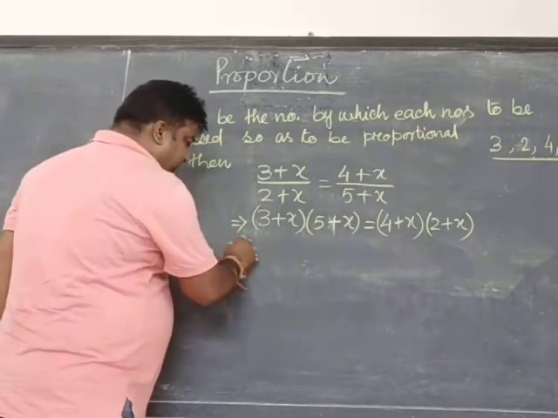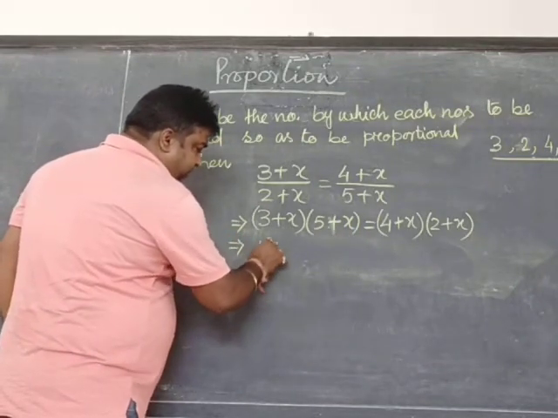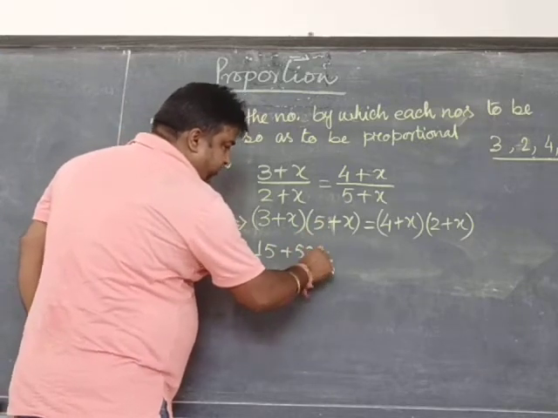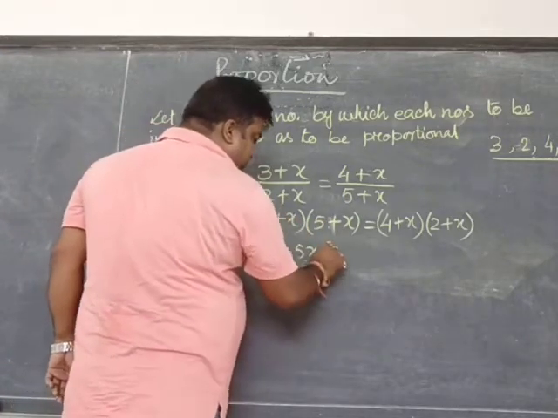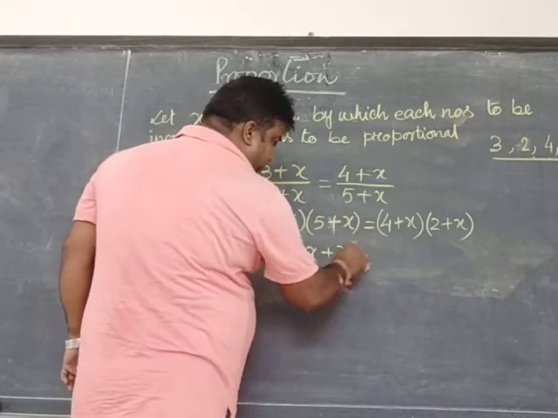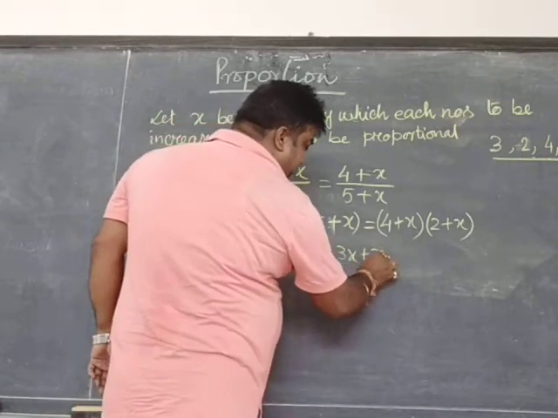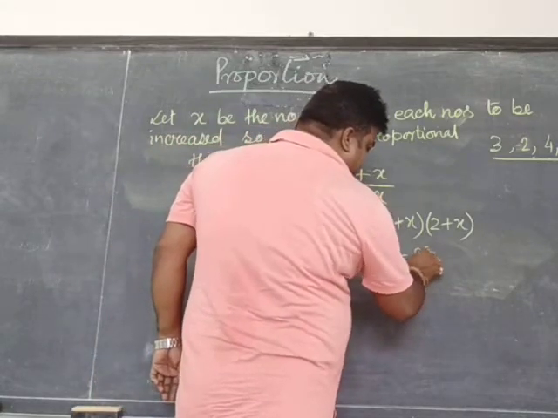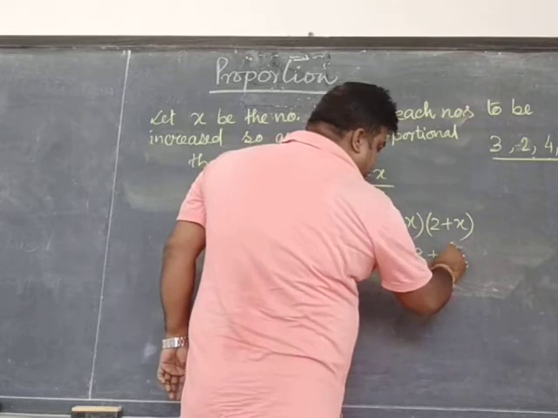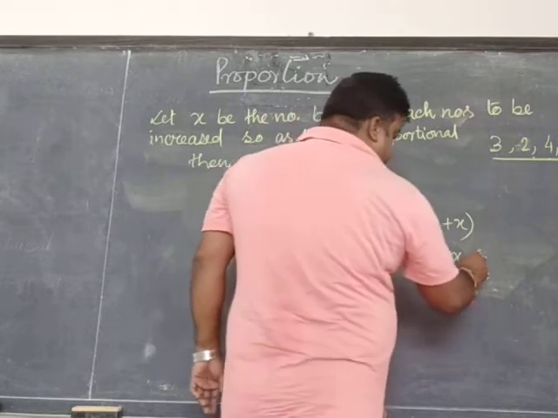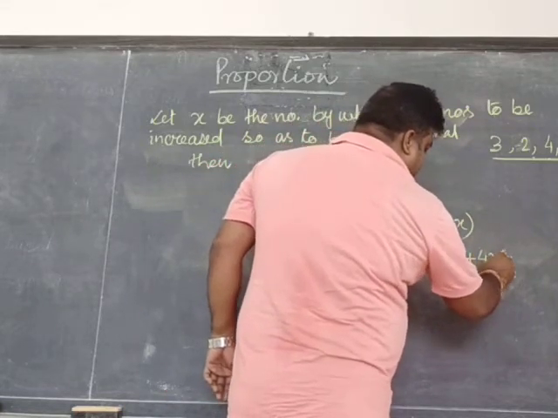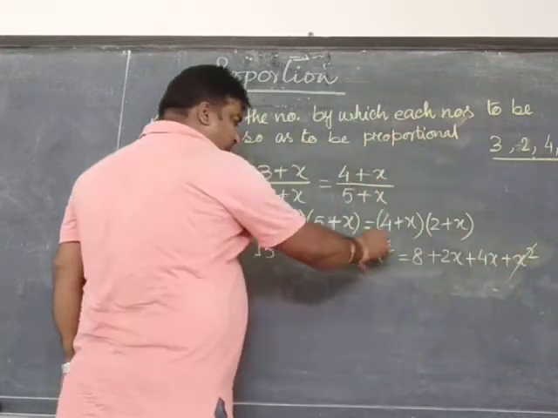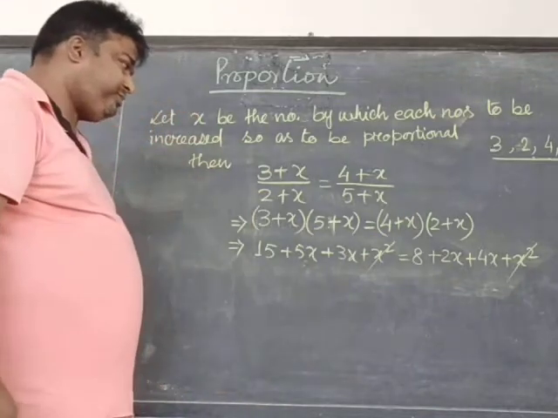So now multiply. 10 plus 5x, then 2x, plus x squared. This side goes to 12 plus 3x plus 4x plus x squared. So from both sides x squared gets cancelled.